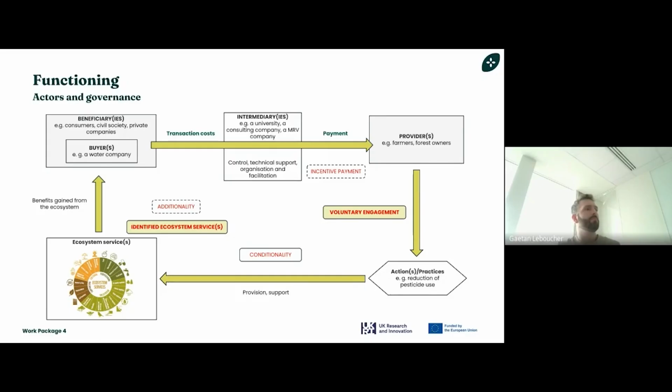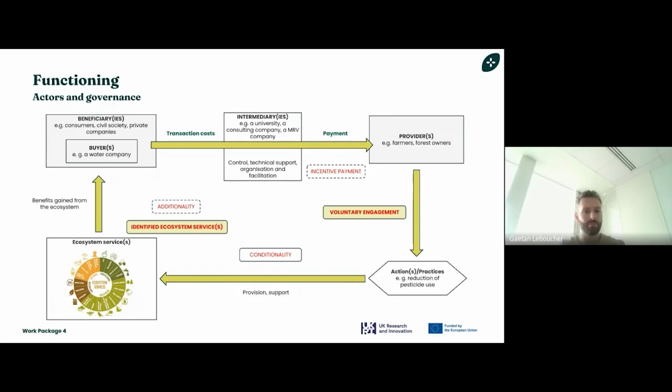This can be organization and facilitation management. So this intermediary is often a local authority or an actor that is established on the territory. So for example, a university, a consulting company, or a monitoring, reporting, and verification company.